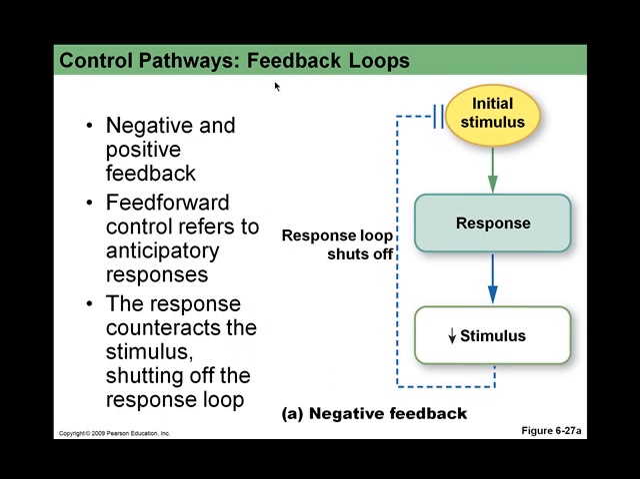Let's then consider feedback loops. The negative and positive feedback are the two classics. There's a feed-forward control that refers to anticipatory responses. And then the response counteracts the stimulus, shutting off the response loop in the case of the negative feedback. So the initial stimulus causes a response, and then you're going to have a decrease in the stimulus, and the response loop then will shut off.